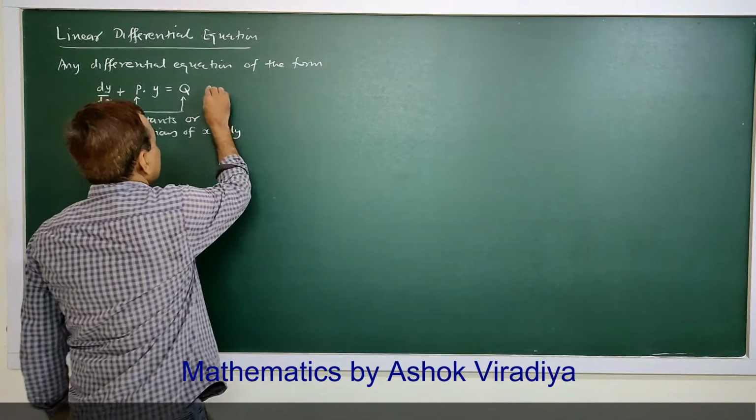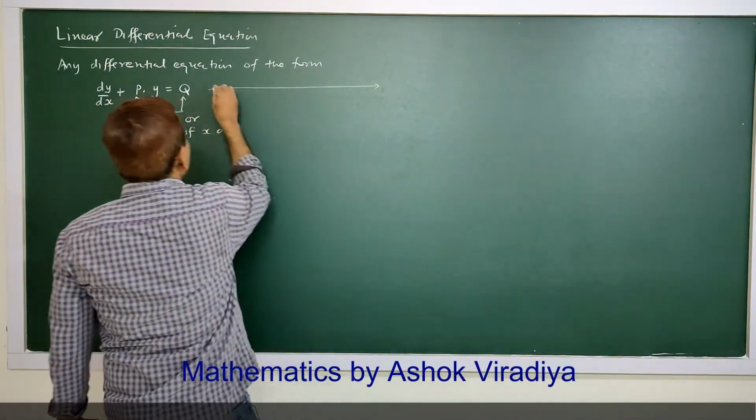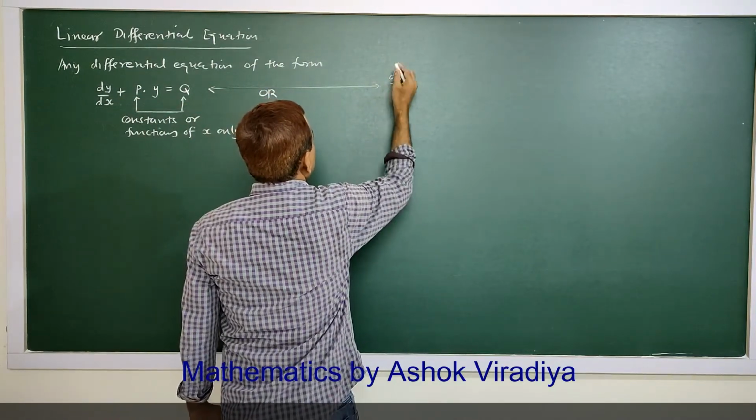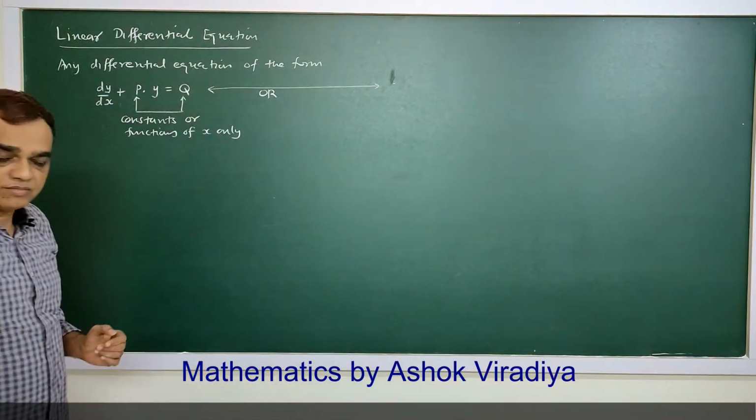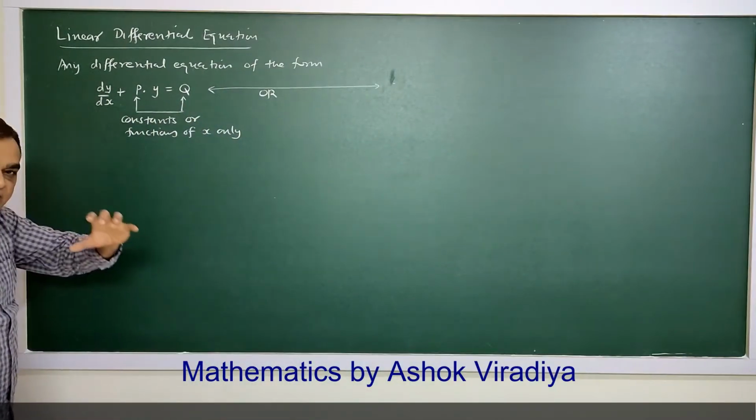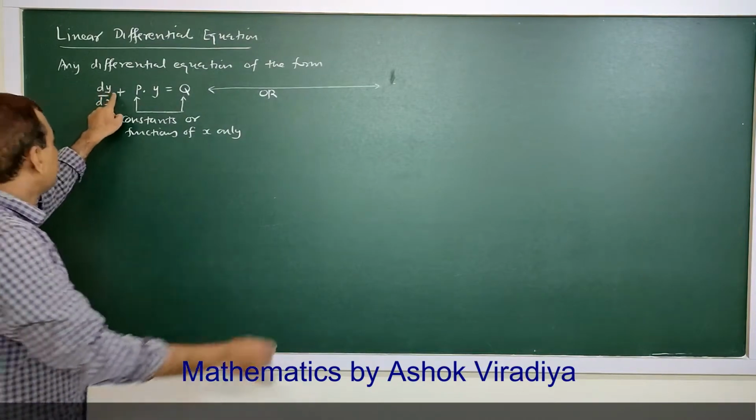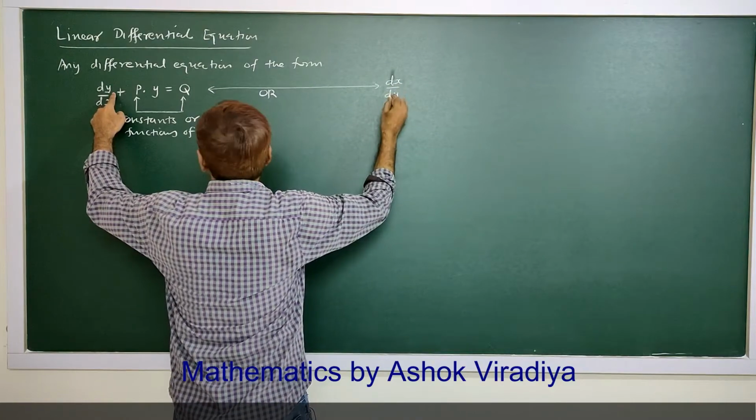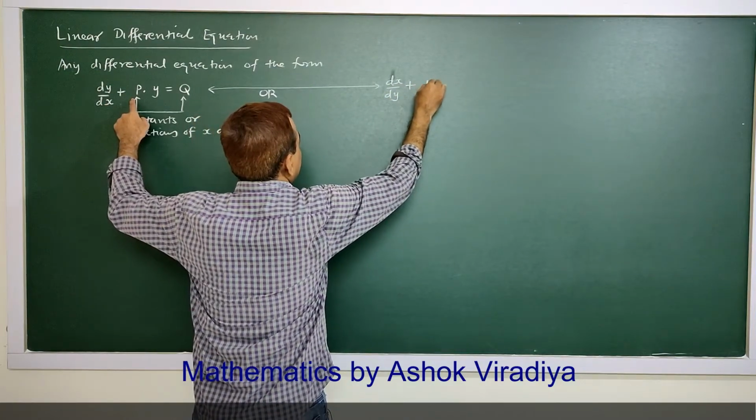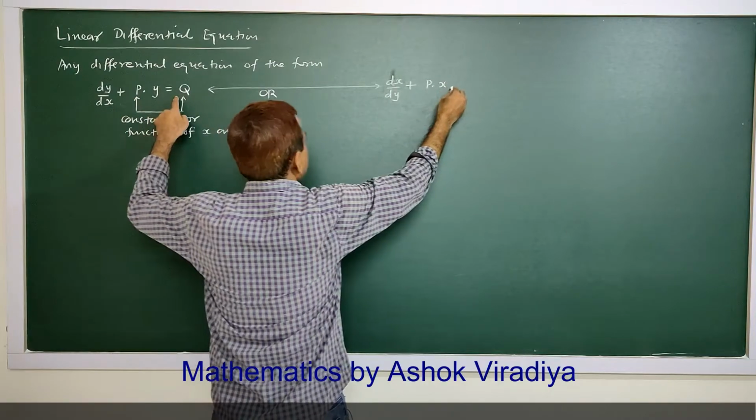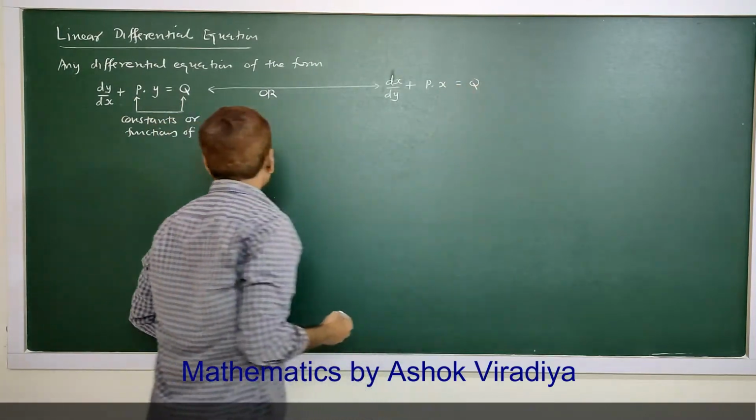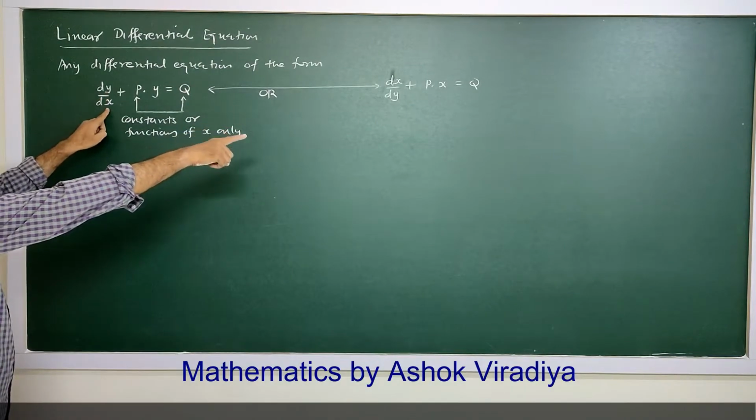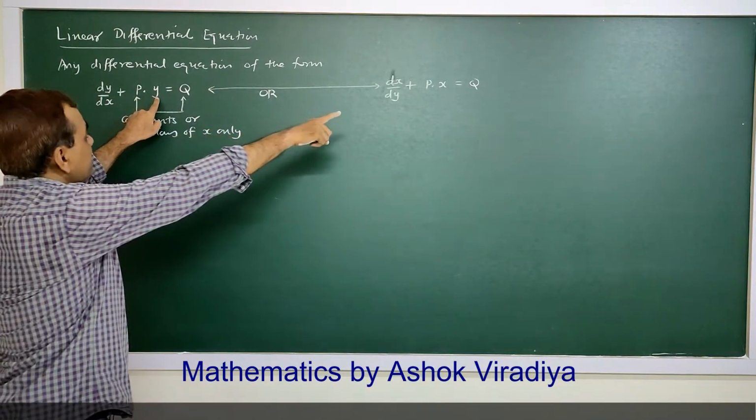Or here I am putting another form. Now in this form I am replacing y by x and x by y. So dx by dy plus p into x equal to q, replacing y by x and x by y.